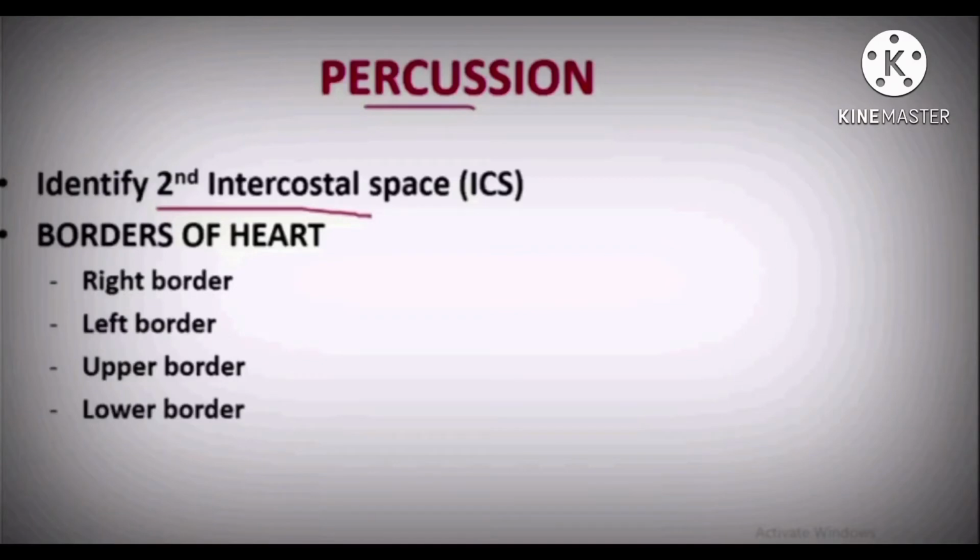Identify the second intercostal space and the borders of the heart. Put the tip of your finger at the jugular notch and try to move downwards till you find a ridge. If you find a ridge, try to move your fingers over the right and left. That is how you find the second intercostal space.